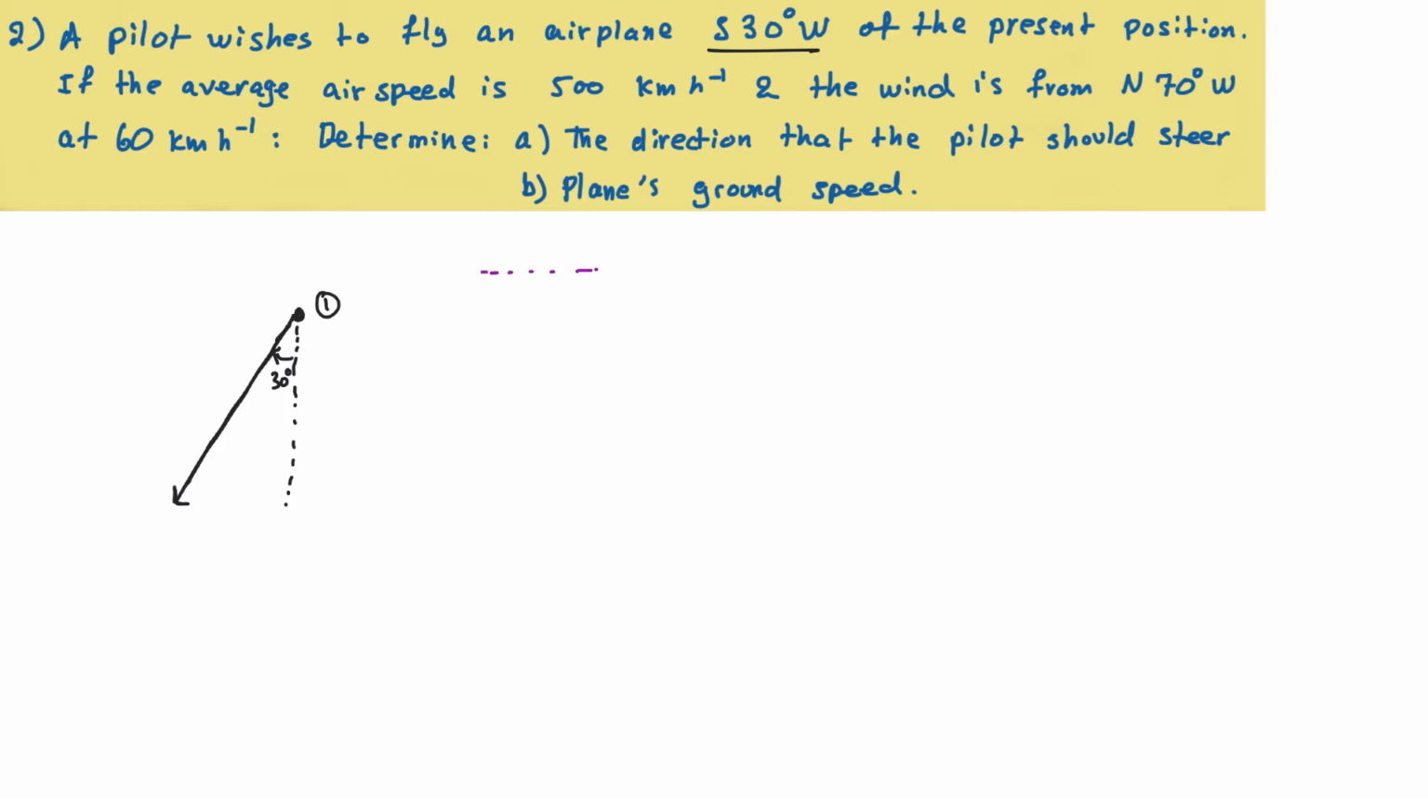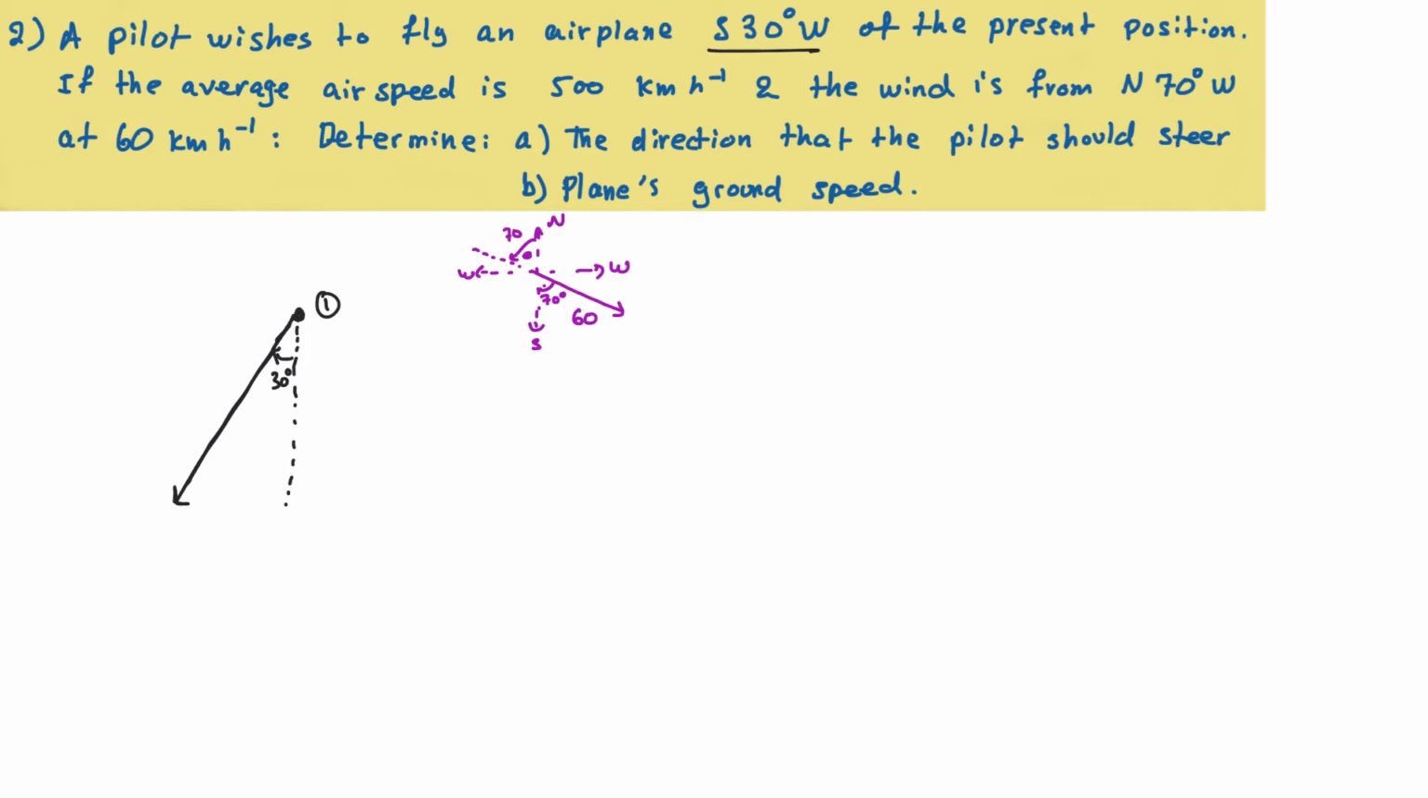We know the wind is coming from north 70 degrees west. So I'm going to draw that here. North, 70 degrees, west. So the wind is coming from this direction, so it must be going here. Using opposite angles, if this is 70, this is also 70 degrees. And this is going to be south and west. And so that's the wind direction. And we know that this is going to be 60 kilometers per hour.